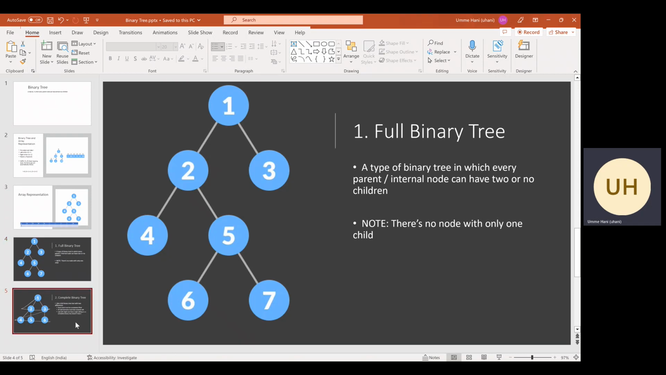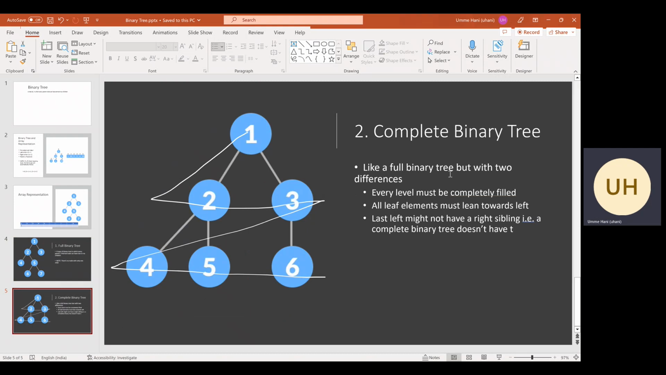So now let's talk about complete binary tree. A complete binary tree is like a full binary tree, but there are some differences. The difference is that every level must be completely filled. What that means is we must fill the levels from left to right. So then only it's a complete binary tree.